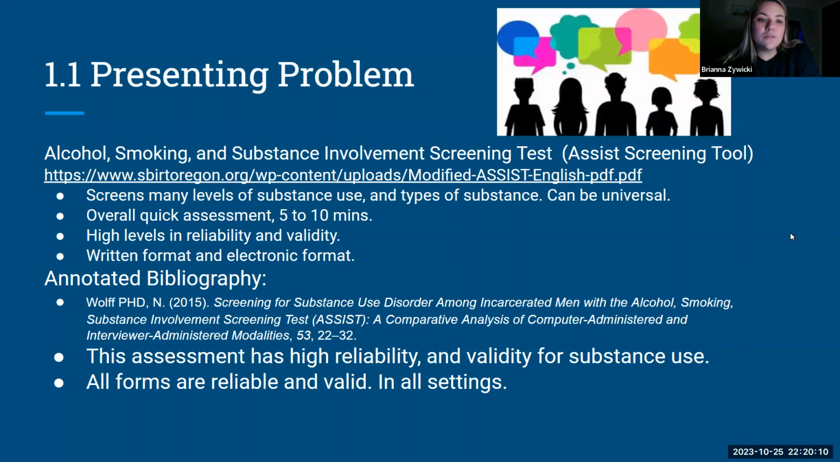I also liked that it had a written format and an electronic format. I thought that was really inclusive for those who want to do the paper route or do it on a computer, like they did in the jail. In the article I included, they did it both electronically and on paper. It really showed how reliable and valid it is for substance use and how it can be used in all different types of settings, whether a jail, a school, or an outpatient clinic. This one is really inclusive and easier to use than the more lengthy ones.